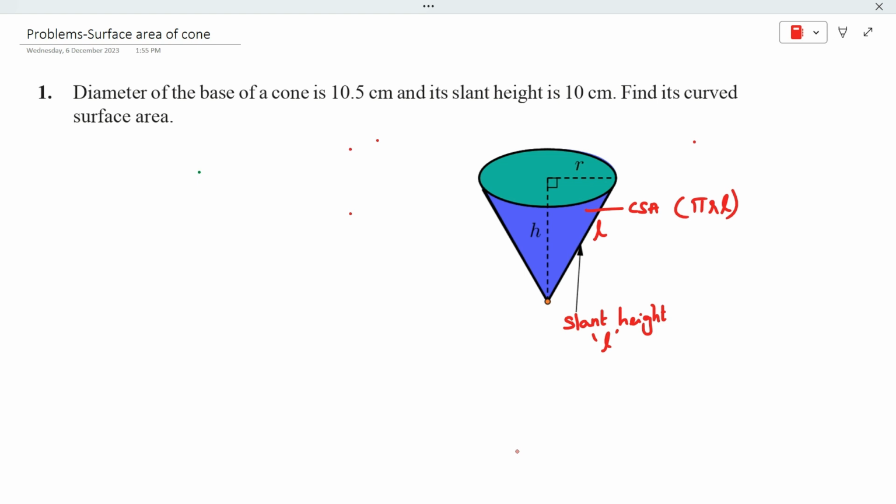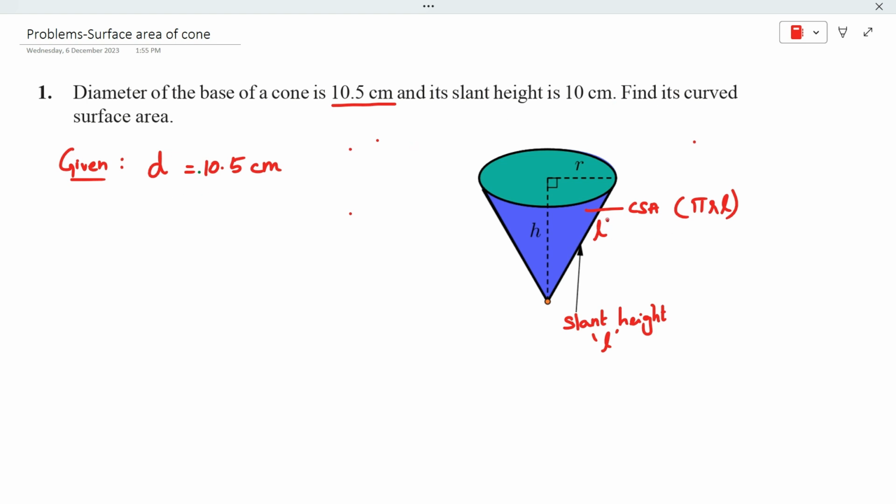When any problem is given, read the question twice or thrice to understand it better. So let's read the question. Diameter of the base of a cone is 10.5 centimeter. So what I am doing, I am just filtering what is given from the statement. So diameter is equal to 10.5 centimeter. Slant height is 10 centimeter.